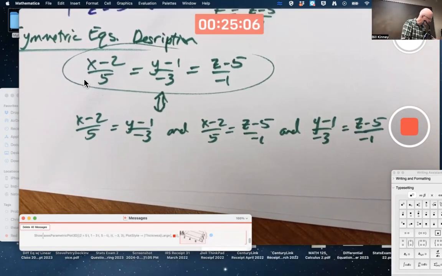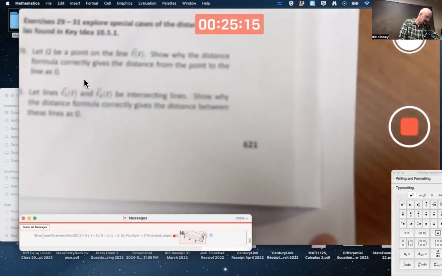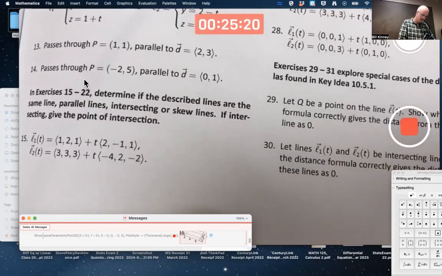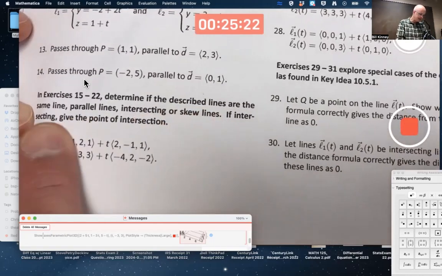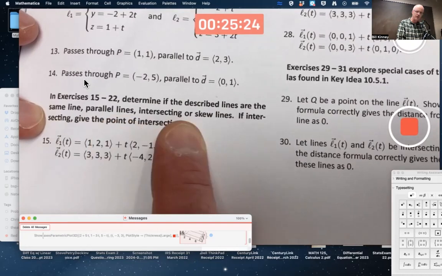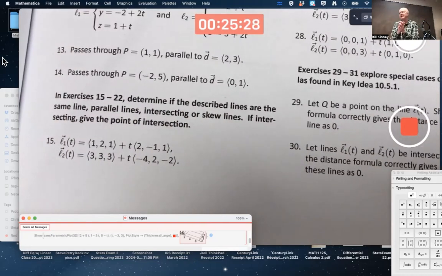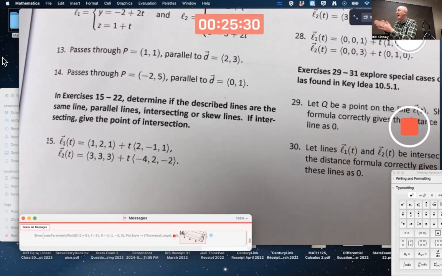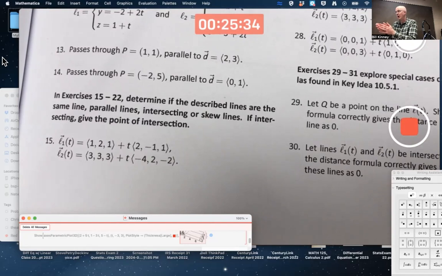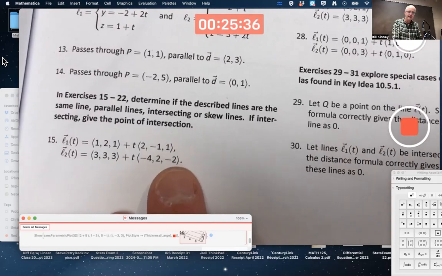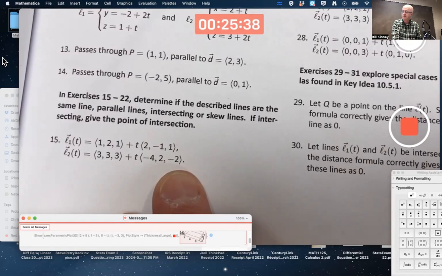Other problems include, if you've got two lines, determine if the described lines are the same line, parallel lines, intersecting, or skew lines. What does that mean? So the same lines, well, that's the same line. There are different ways of parameterizing the exact same line. One thing you would need for sure is you would need the d vectors to be parallel to each other. Are they? Are they scalar multiples of each other?